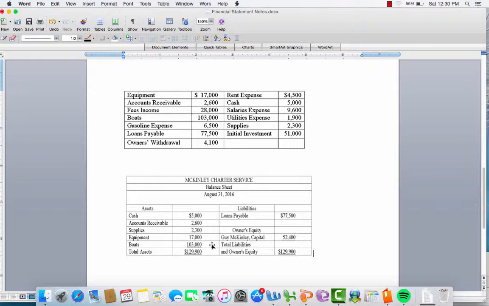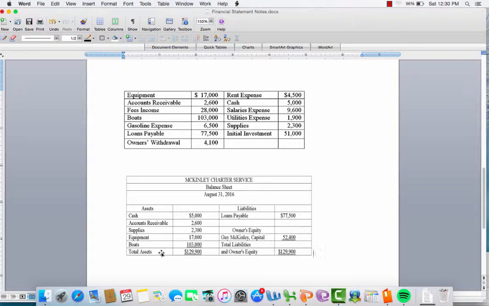And those boats, that's the least liquid thing, right? It might be harder to turn boats into cash than it is to turn accounts receivable into cash. It might take us several days, weeks, or months to sell our boats if we want to turn that asset into cash. So that's the least liquid asset, so we list that last. And notice if we add up all the values of our different assets, it comes to 129,900. That's our total assets. So we calculated what the assets were in the balance sheet.